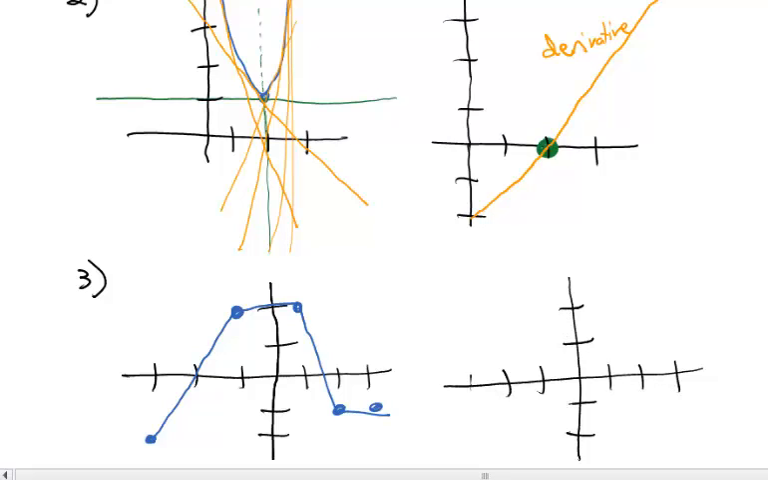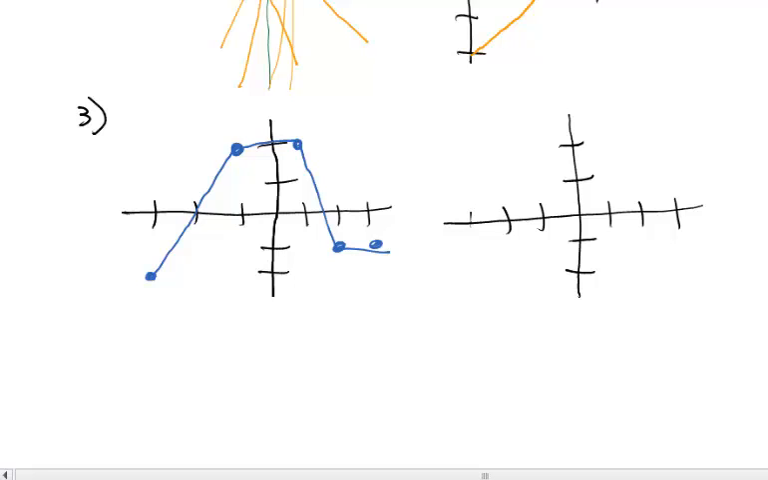Remember, the derivative graph describes the slope of the tangent line. Notice this graph, I'm going to split this into parts. Between -3 and -1, what's the slope? You'll notice that it rises 2, runs 1. Rises 2, runs 1. The slope here is 2.